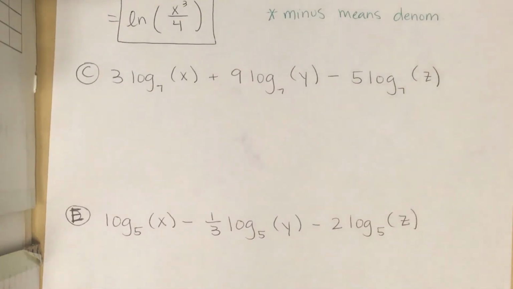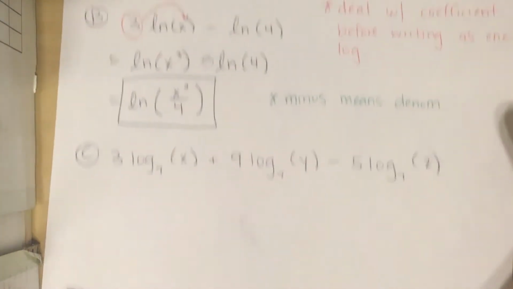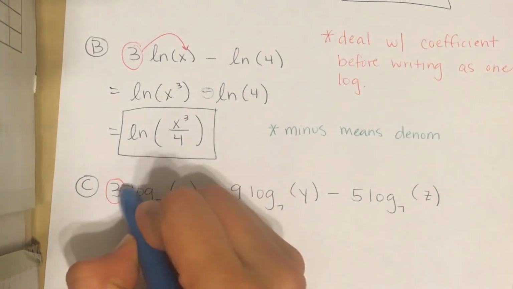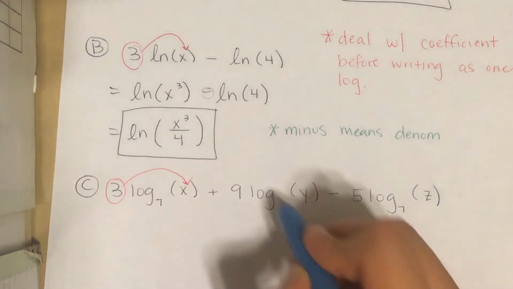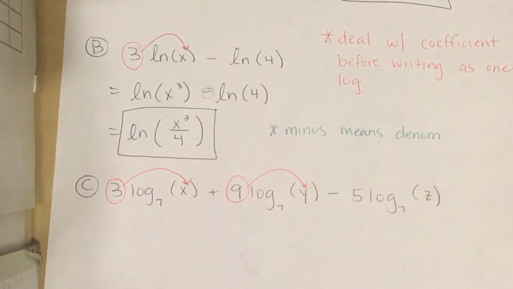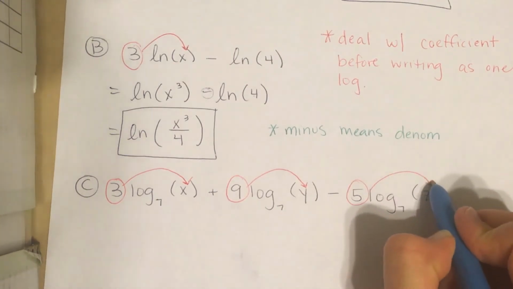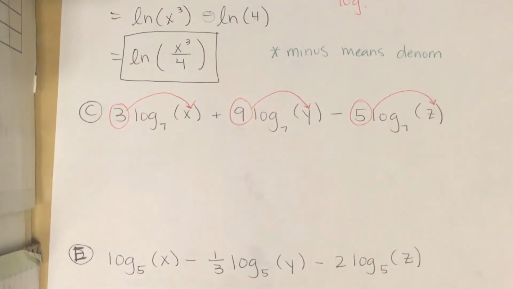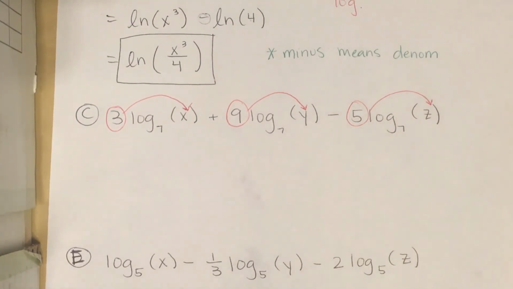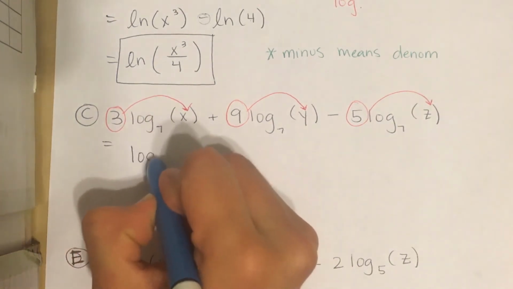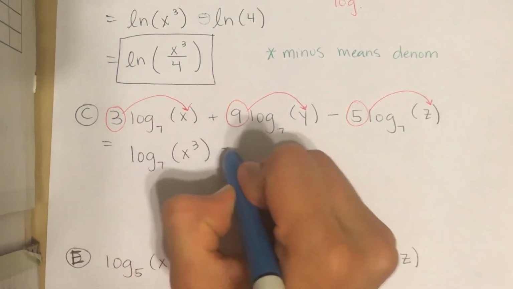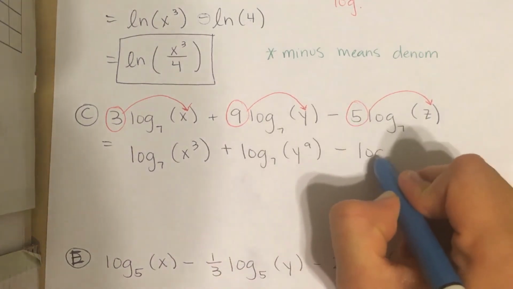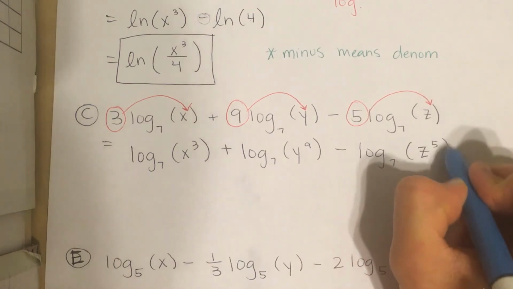All right, let's do one that's a little more difficult. Same idea though, we have to deal with our coefficients before we can write it as one log. So I need to bring this 3 inside as an exponent, this 9 inside as an exponent, and this 5 inside as an exponent. Just the number, you don't have to worry about bringing the sign inside. So this would be rewritten log base 7 of x cubed plus log base 7 of y to the 9th power minus log base 7 of z to the 5th power.